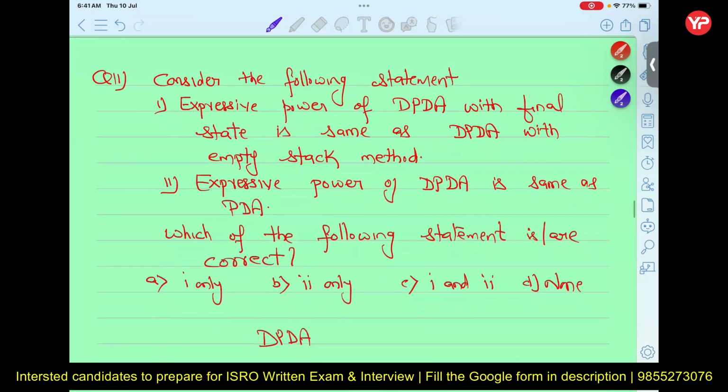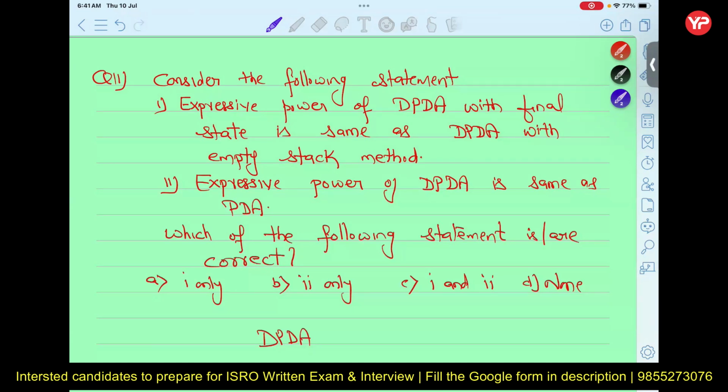Next, consider the following statement. Very important problem. The first one is: expressive power of DPDA with final state is same as DPDA with empty stack. Now, my dear students, keep in mind that in DPDA you can recognize the language by two methods because DPDA has the power of stack. Either you can recognize the language by emptying the stack or by reaching the final states.